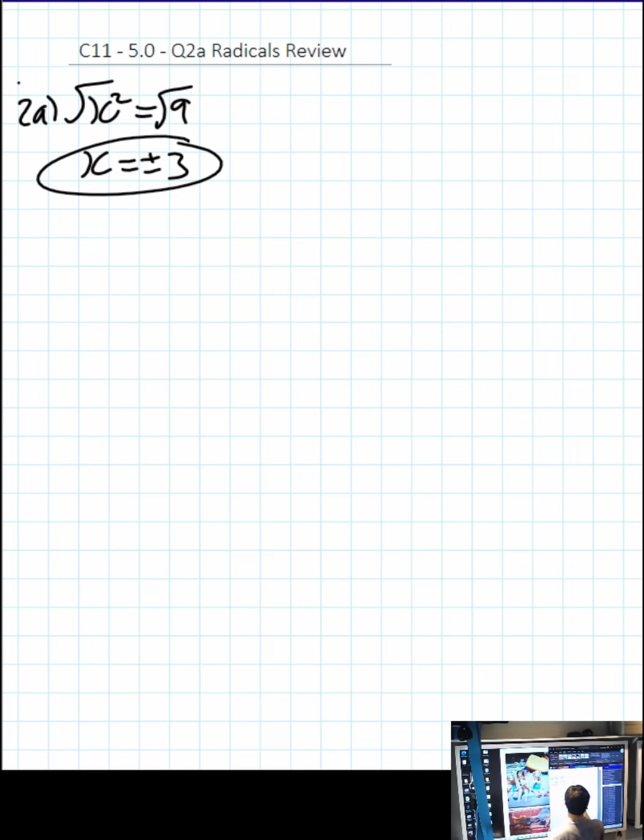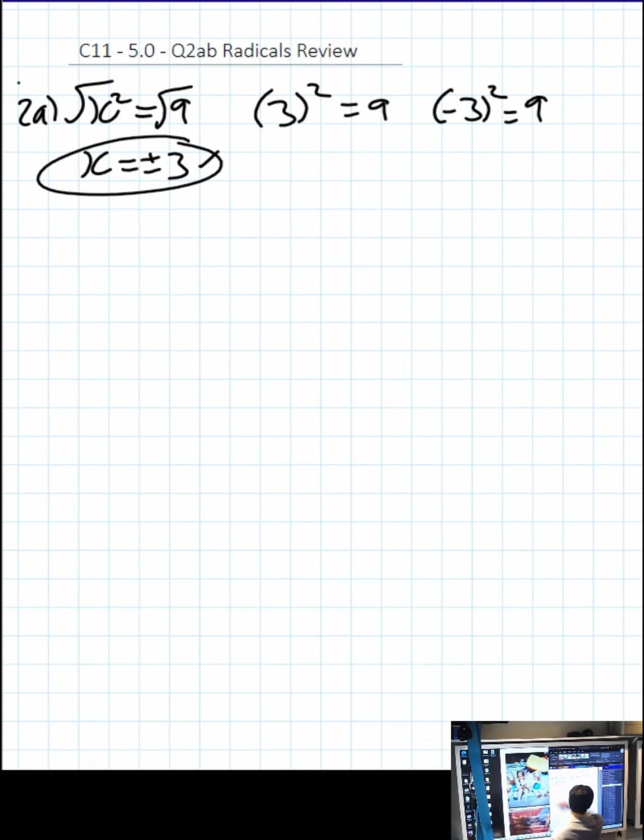So back up at the top, off to the right, 3 in brackets squared equals 9. And also open bracket, negative 3, close bracket squared also equals 9. So we can put a check mark beside our answer and we're good.